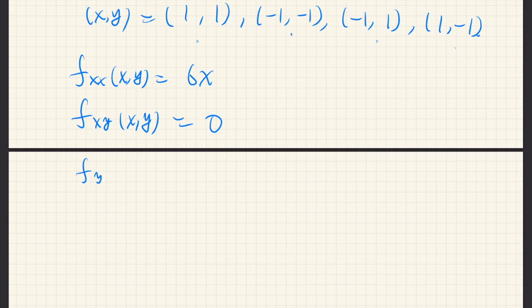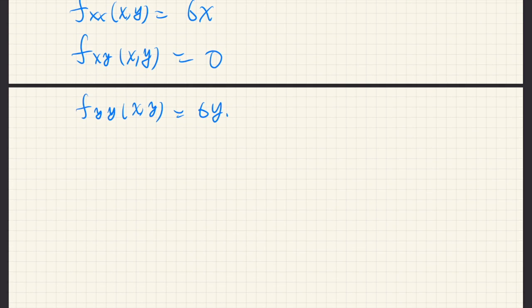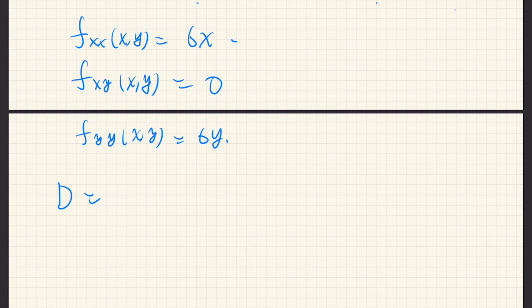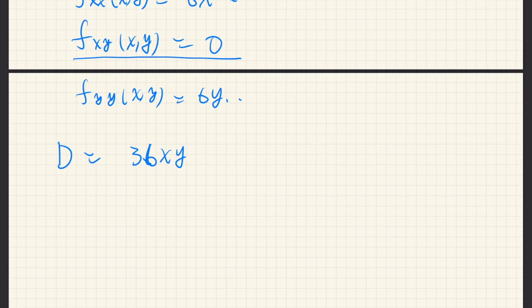And f_yy is 6y. And we calculate the determinant. Okay, so the determinant is this times this, so that's 36xy minus this square, that is 0. Okay, so we check the sign of this determinant.